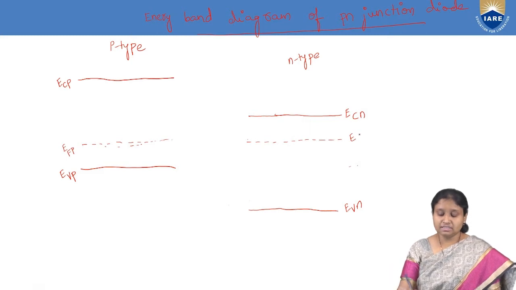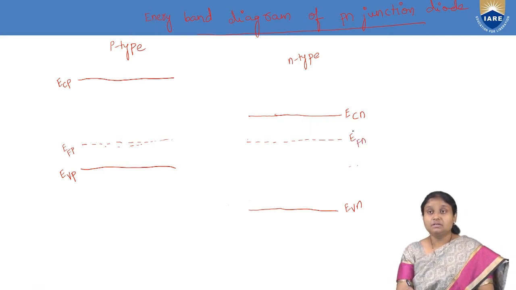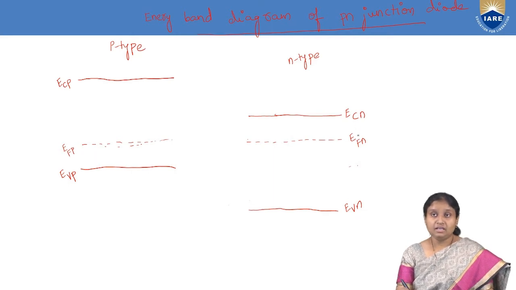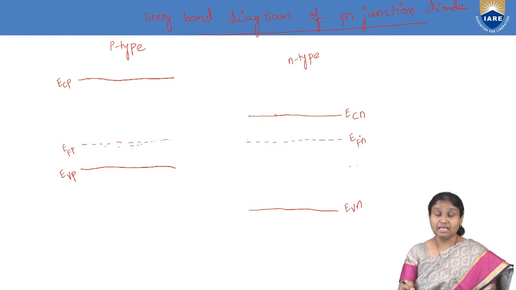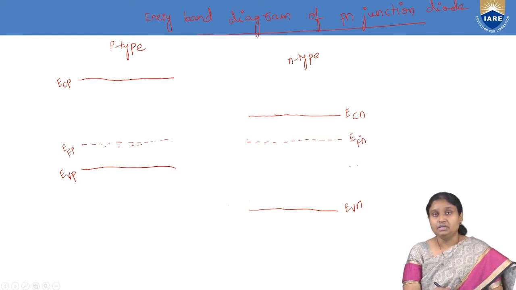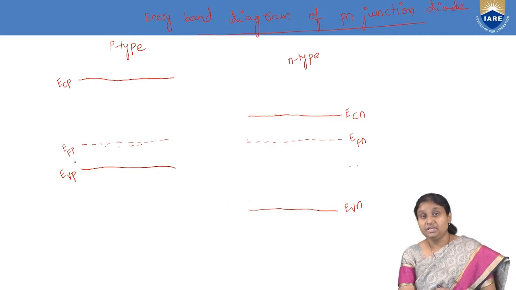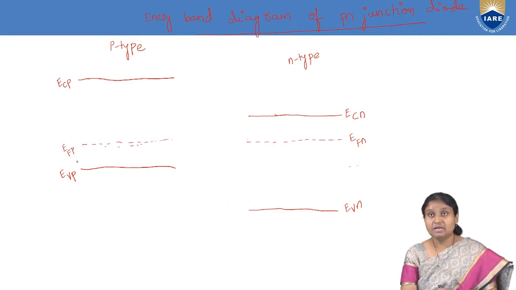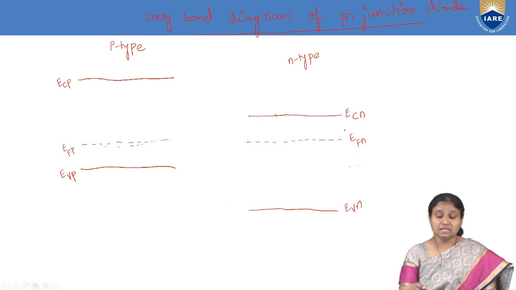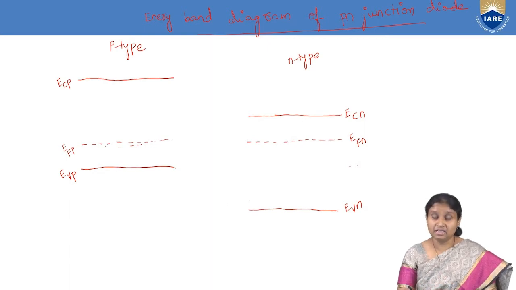So here ECN, EVN and EFN are the conduction band, valence band and Fermi level in n-type, the n part of the p-n junction. In p-type, of course, ECP, EVP and EFP are the conduction band, valence band and Fermi level in the p-type of the p-n junction. When we draw it, generally we see the conduction band in p-type is a little bit higher than the conduction band in n-type. Similarly, the valence band in p-type is a little bit higher than the valence band in n-type.